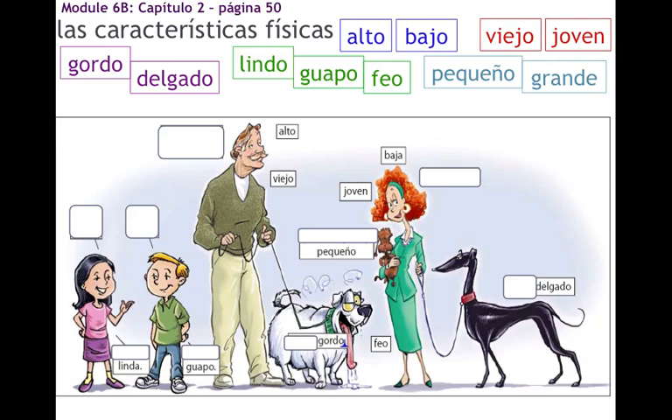grande. And what do you remember that what happens to the adjectives that end in O when they are used to describe a singular feminine noun or object? They change to A at the end. How about those adjectives like joven and grande that end in N or E? They describe both masculine and feminine singular. They don't change the endings.